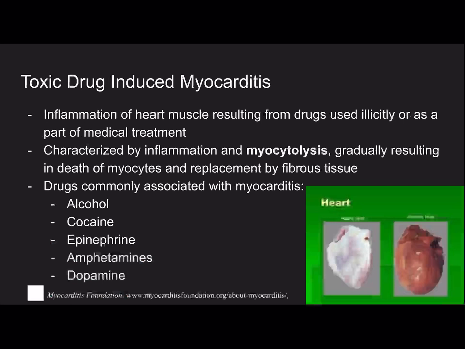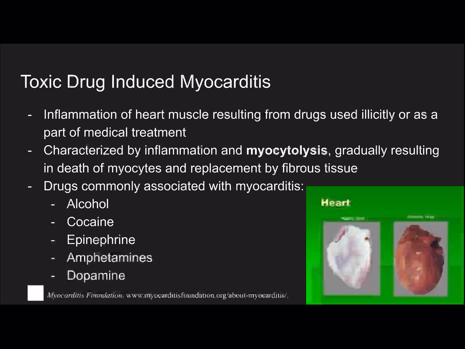The heart is made up of cells called myocytes. Myocytolysis is the death of those cells and then the replacement of them by fibrous tissue. Fibrous tissue is essentially just scar tissue. So when the tissue dies, it's replaced by scar tissue. The problem with scar tissue is that it can't expand and contract the same way that normal tissue does. So having an excess amount of fibrous tissue puts extra pressure and stress on the heart, which makes it harder to pump blood. Some of the drugs that are commonly associated with myocarditis are alcohol, cocaine, epinephrine, amphetamines, and dopamine.